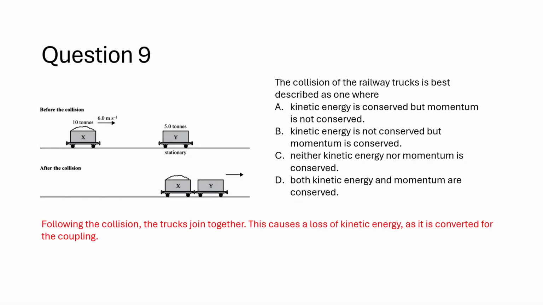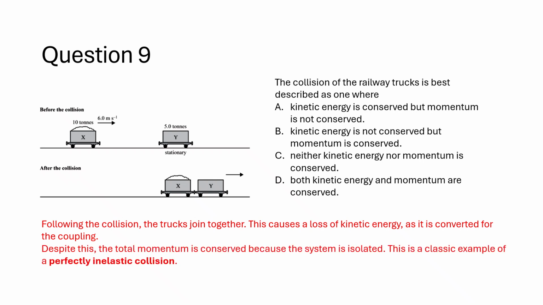Following the collision, the trucks join together. This causes a loss of kinetic energy, as it is converted for the coupling. Despite this, the total momentum is conserved because the system is isolated. This is a classic example of a perfectly inelastic collision.